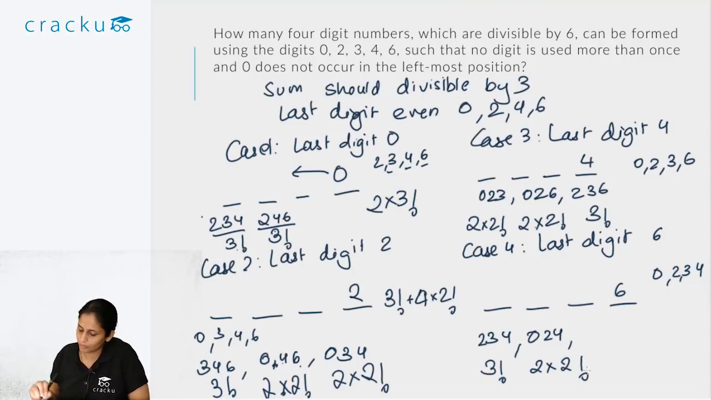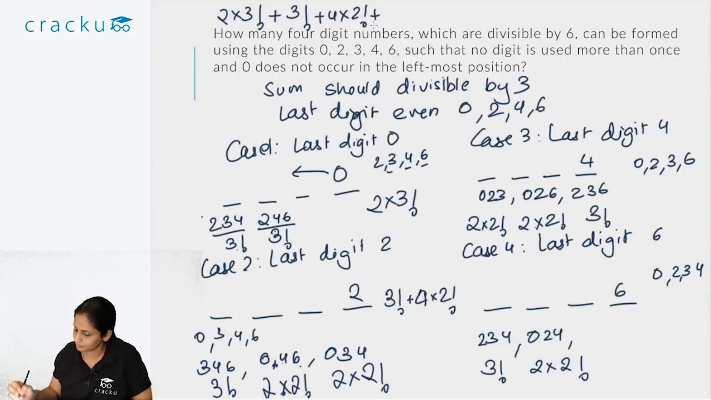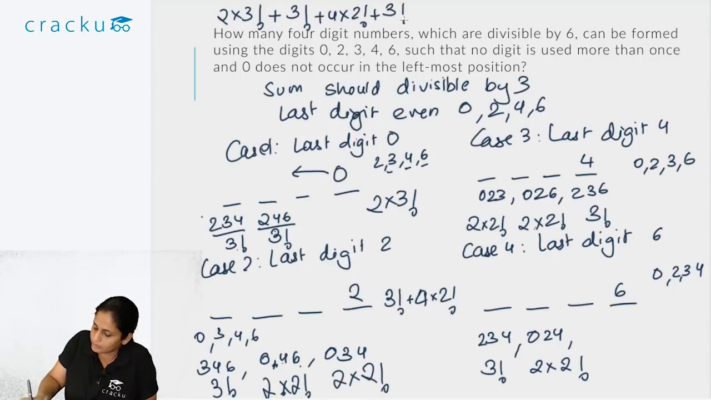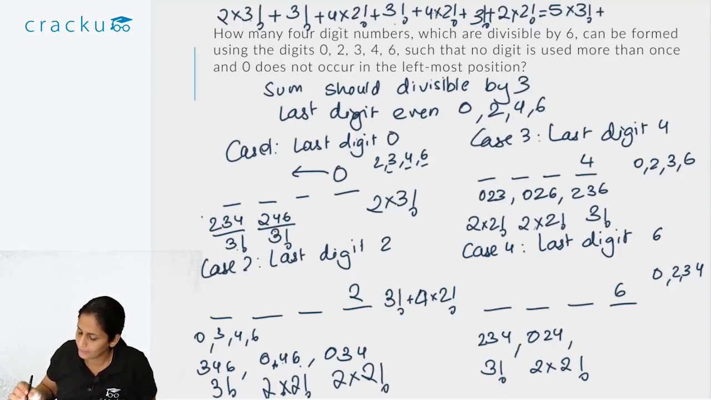Therefore, let's count the number of ways we have gotten. This is 2 into 3 factorial plus 3 factorial plus 4 into 2 factorial plus 2 into 2 factorial plus 2 into 2 factorial plus 3 factorial, plus another 3 factorial plus 4 into 2 factorial plus 2 into 2 factorial plus 3 factorial. So I get a total of 5 into 3 factorial plus 4, 8 and 2, that is 10 into 2 factorial.